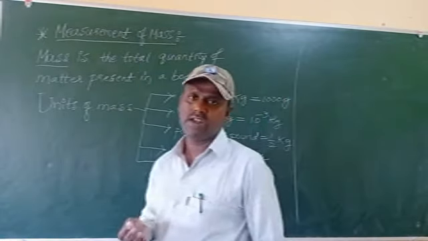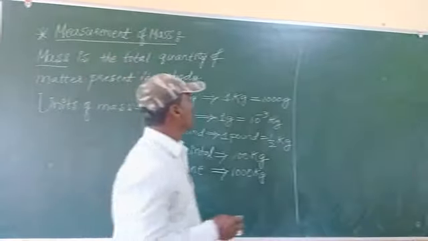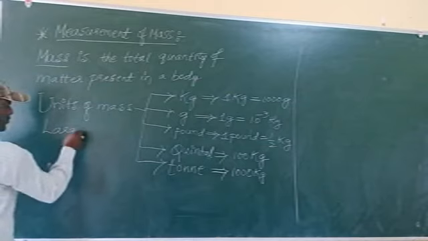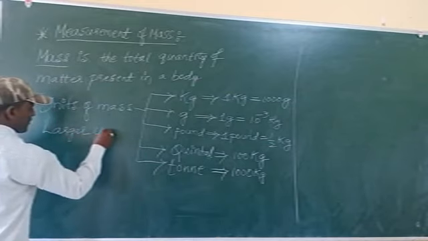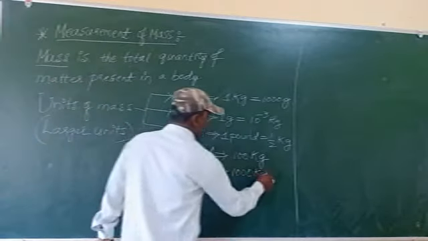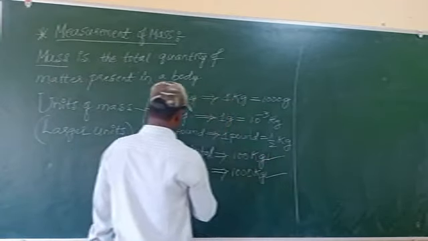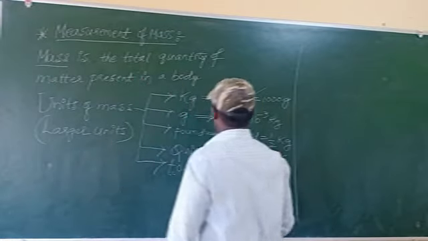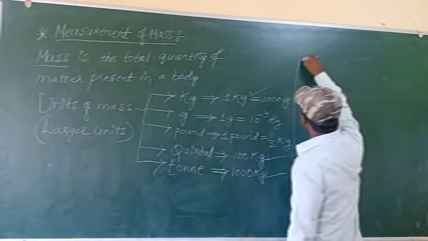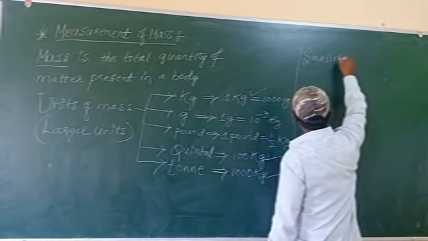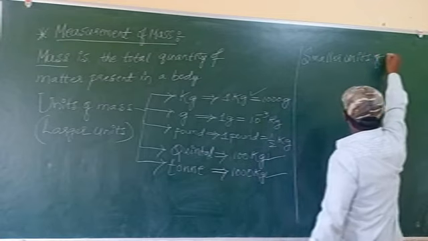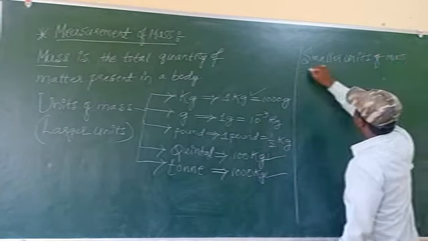See, still there are smaller units. See, these are larger units. See here, what are the larger units? Quintal, next kilogram. The kilogram, quintal, ton, these are referred to as larger units. Smaller units of mass.